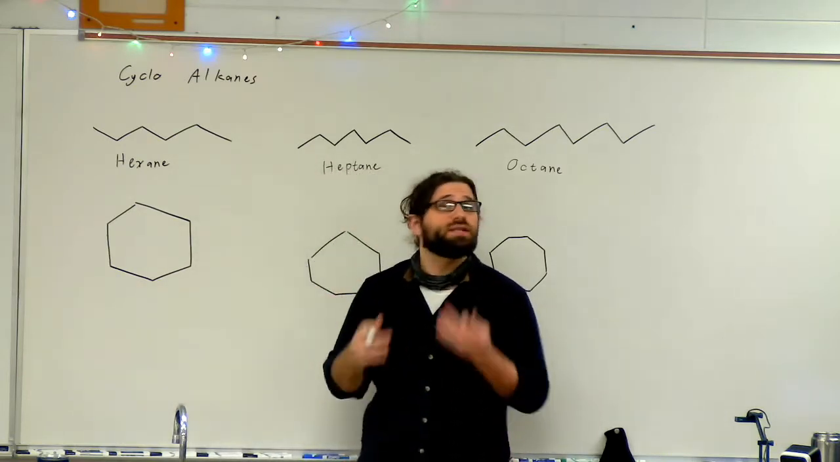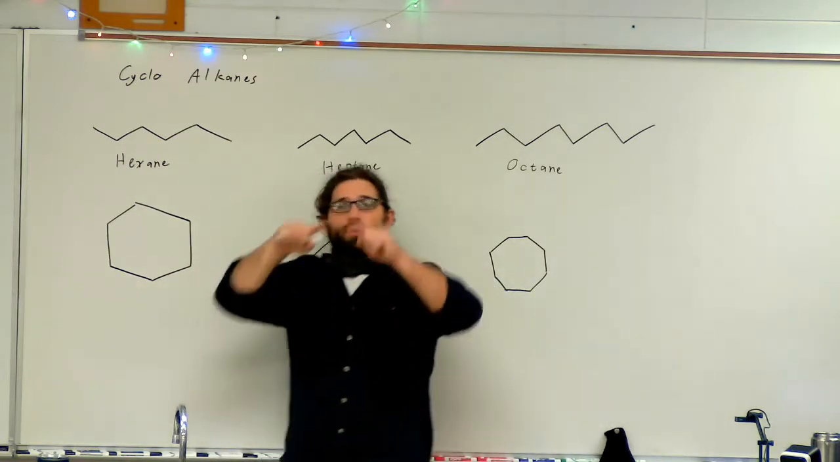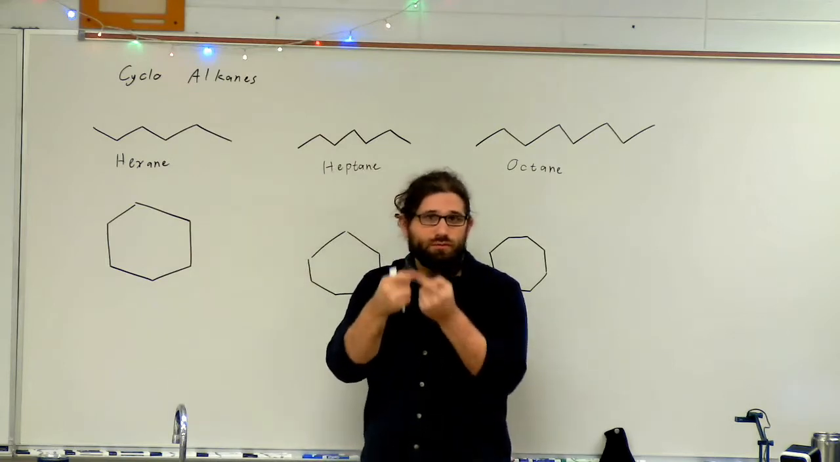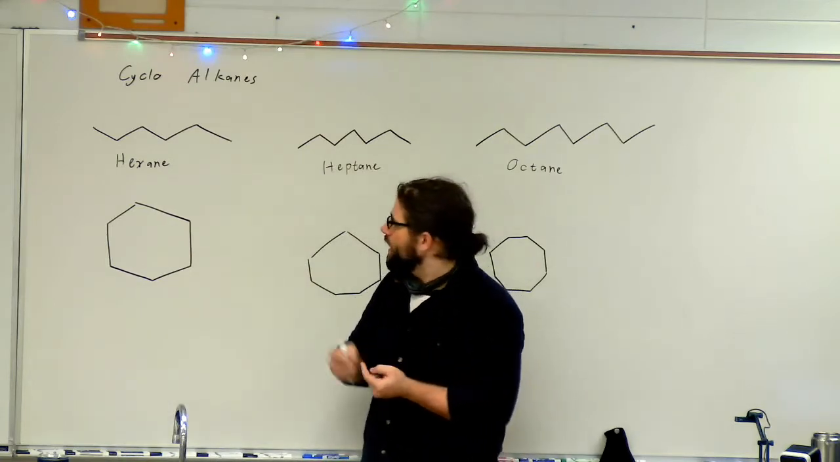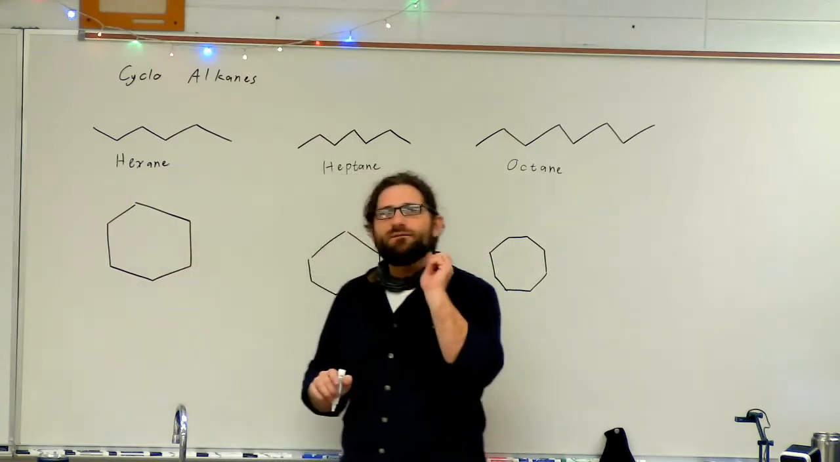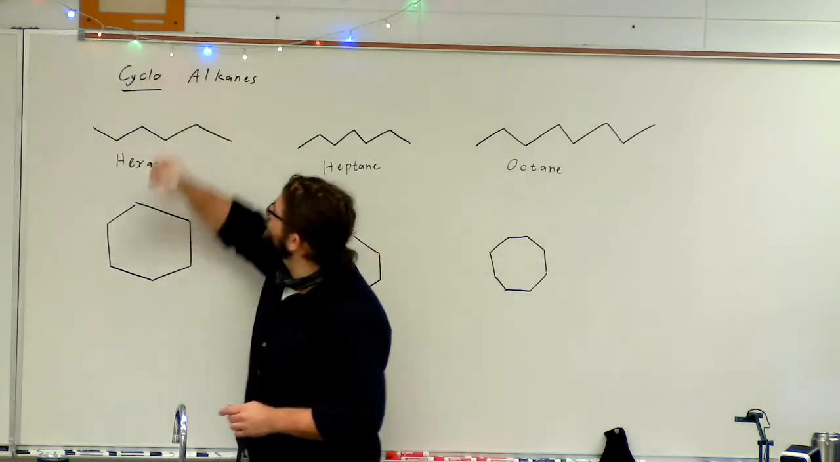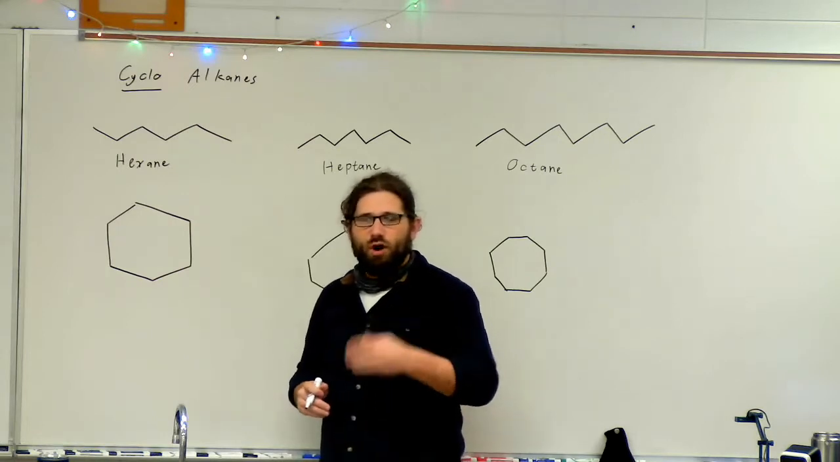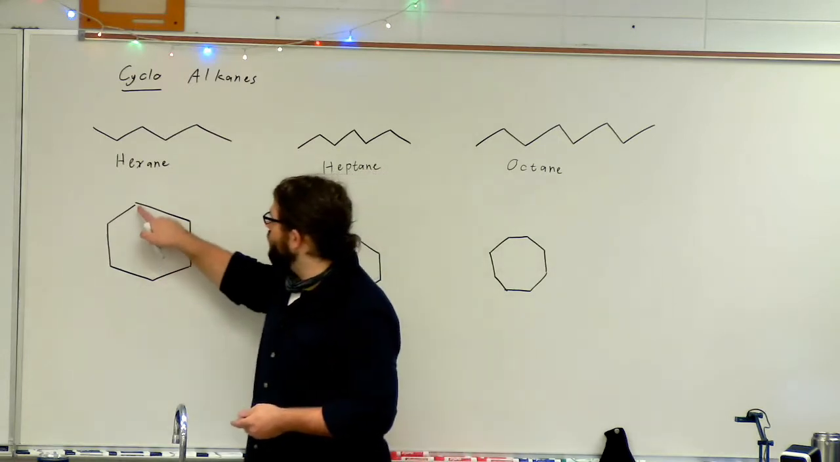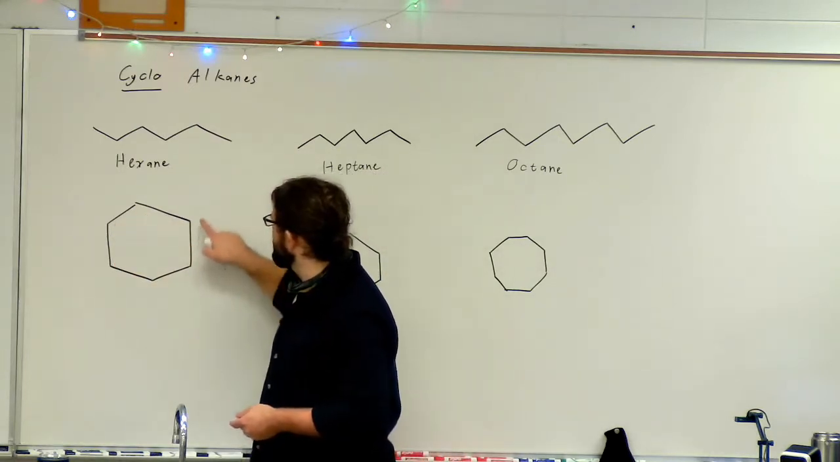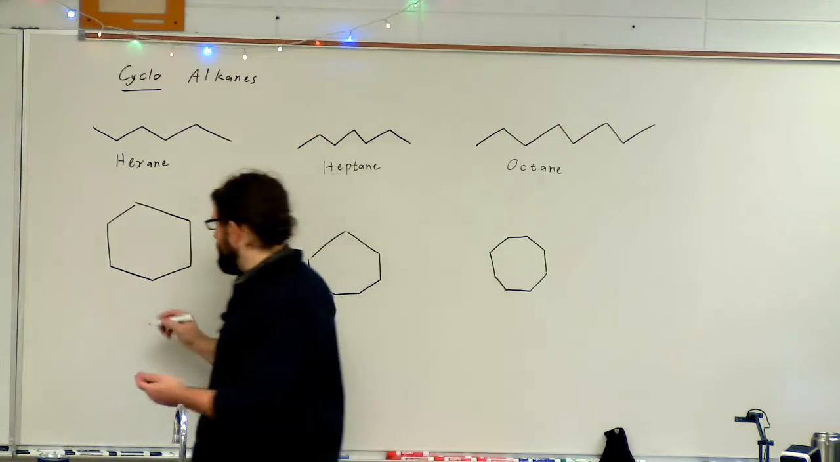Our carbon chains can and often do swing around into a cyclic structure. In order to name these, it is very simple. All we're going to do is attach the word cyclo in front of the carbon name. Here I have 1, 2, 3, 4, 5, 6 carbons. So this will be cyclohexane.